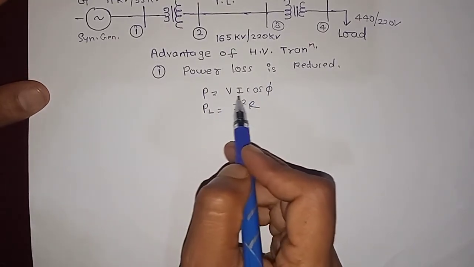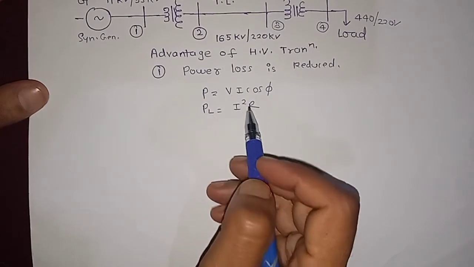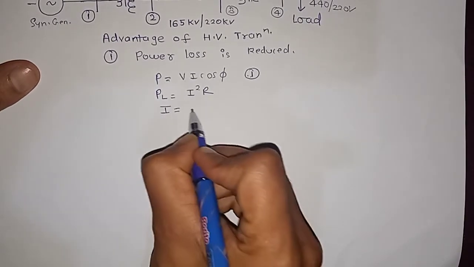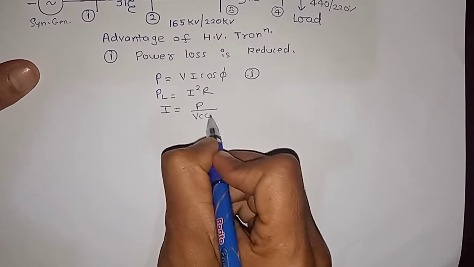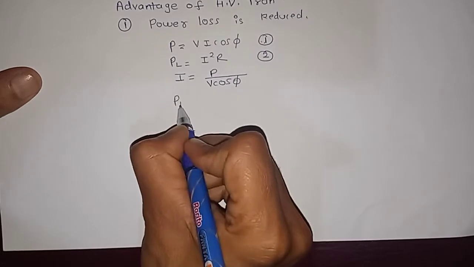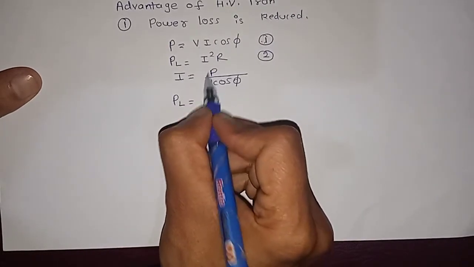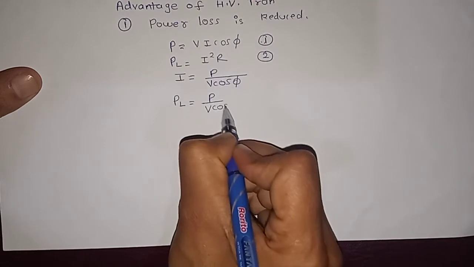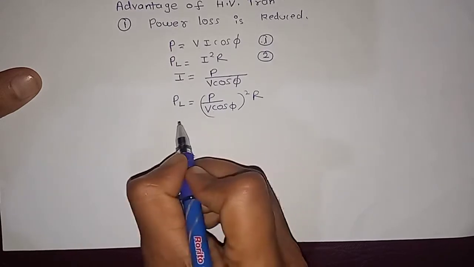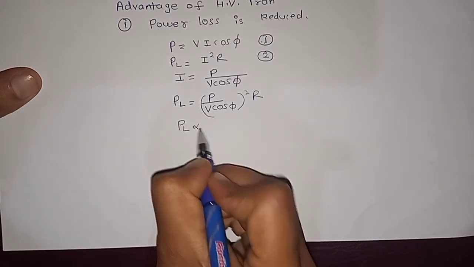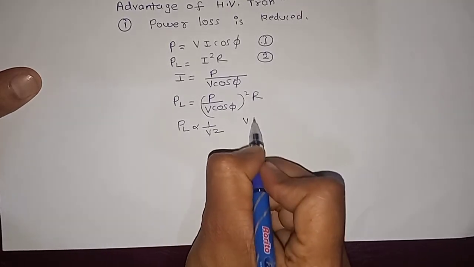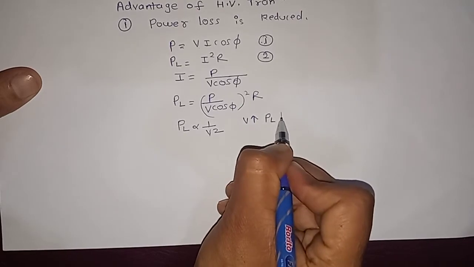We know that power is equal to V I cos phi and losses is I square R. From the first equation we get the current I equal to P upon V cos phi, and we put this value in the second equation. Then power loss is equal to P upon V cos phi, squared, into R. From this relationship, power loss is inversely proportional to V square. So as the voltage increases, power loss decreases.